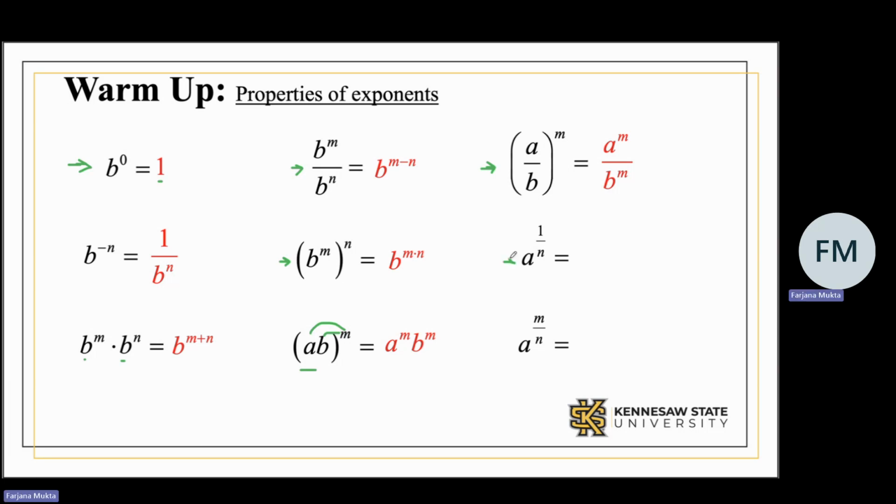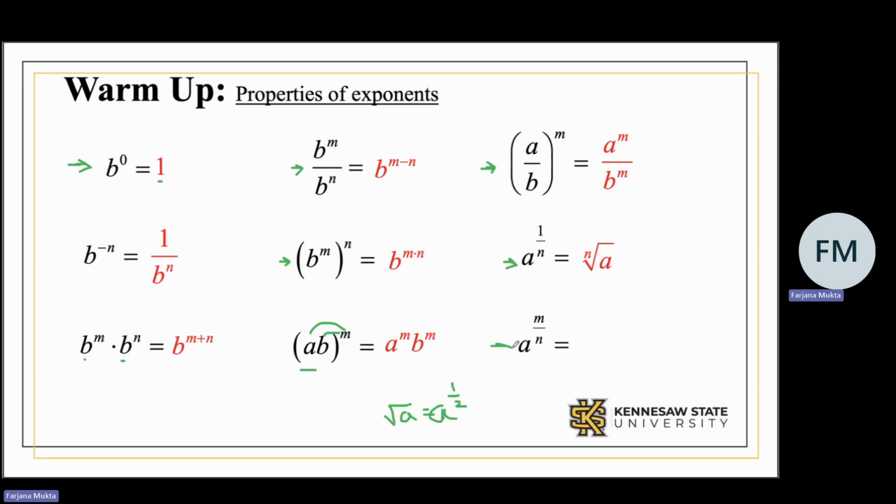Next, what does it mean by a raised to 1 over n? If the exponent is a quotient like 1 over n, that means it's a root. That's going to be an nth root. For example, when we have the square root of a, what does the square root mean? That's just a power of 1 half. Similar thing.